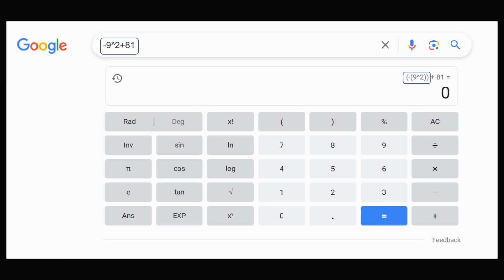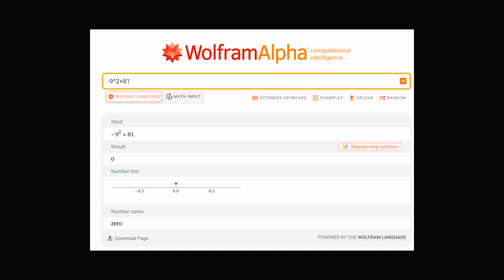But if you don't trust Google, you could even type this into Wolfram Alpha, which will show you the opposite of 9 squared plus 81 is equal to 0. 0 is the correct answer. Zip, zilch, nada, shunya, squadoosh.